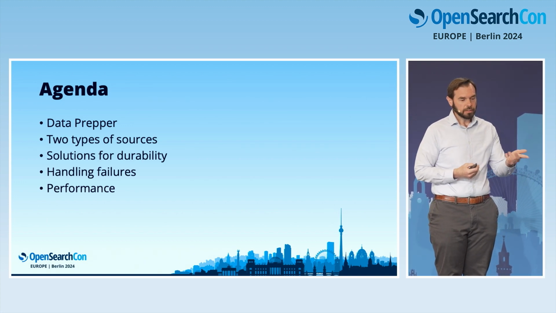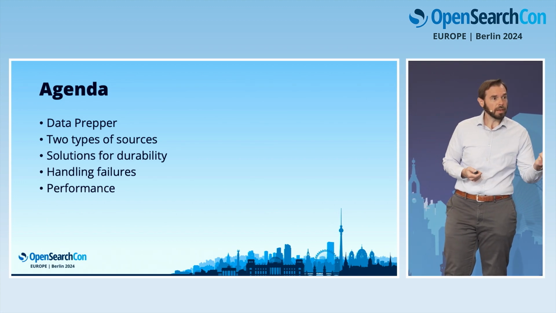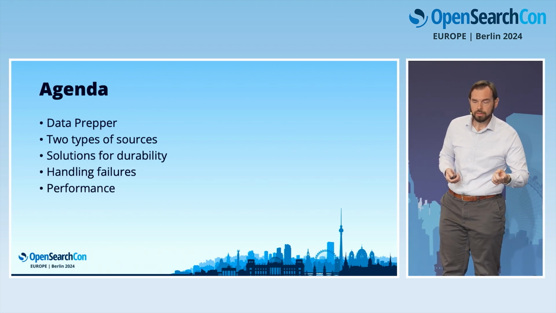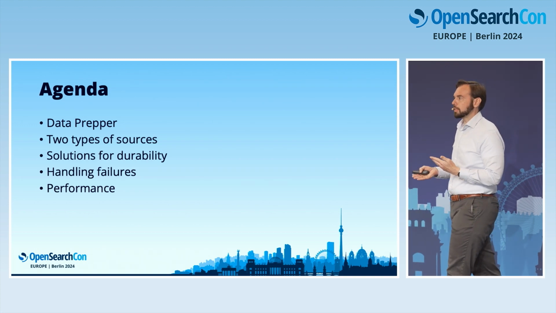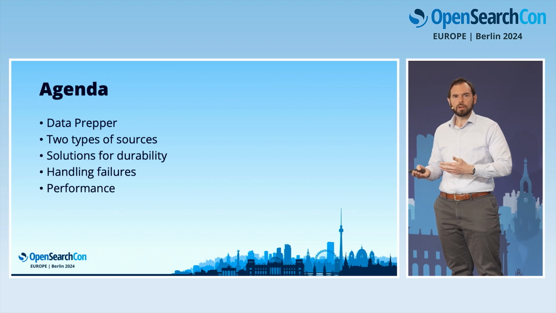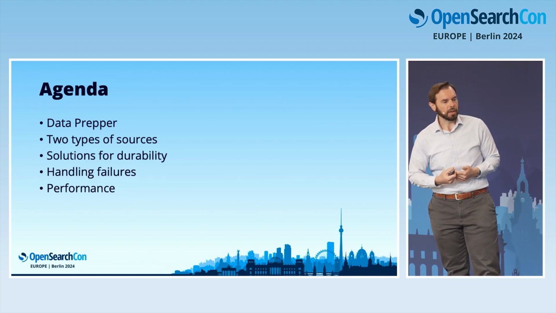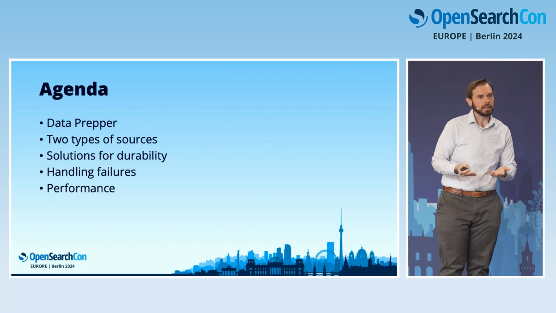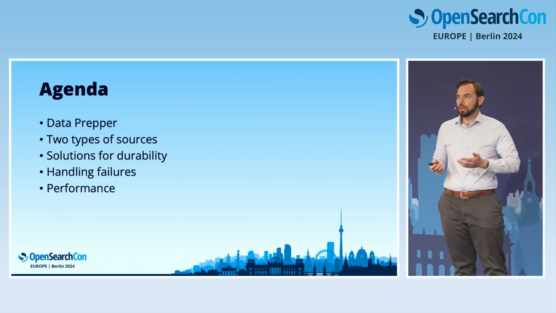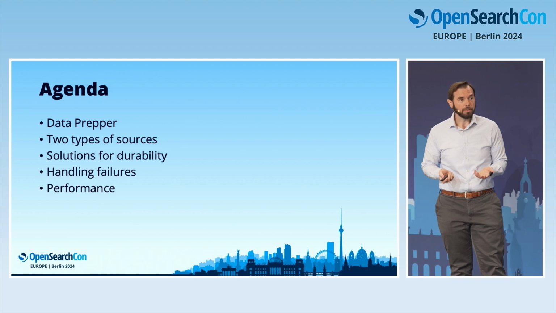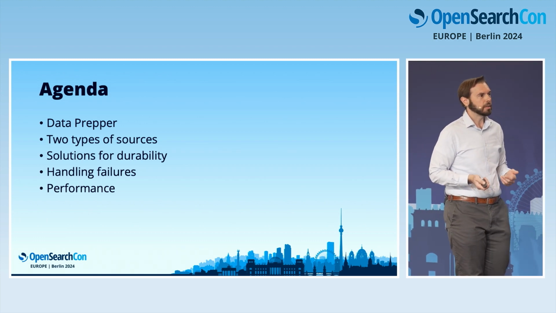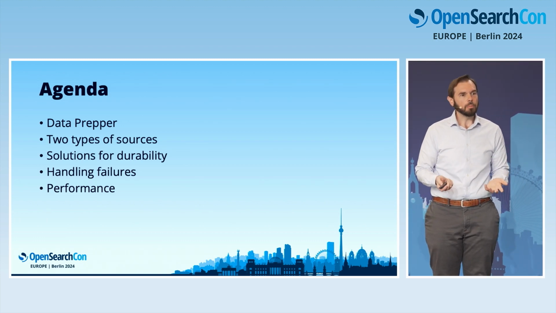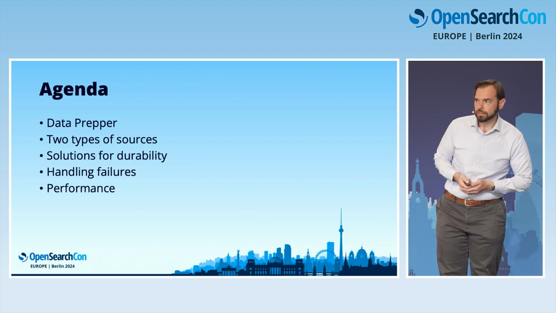Today, we're going to be talking about a few things. First, I'm going to give an overview of what Data Prepper is. I'm going to talk about our two general types of sources, because those are going to relate to how we provide our solutions for durability. So then we'll dive into that and get into some of the details. I'll talk about how you can handle failures that happen in your pipeline, and how you can use Data Prepper to help with the overall performance of your OpenSearch cluster.